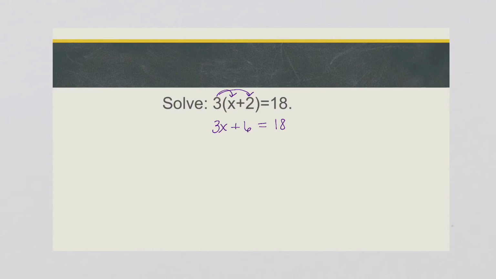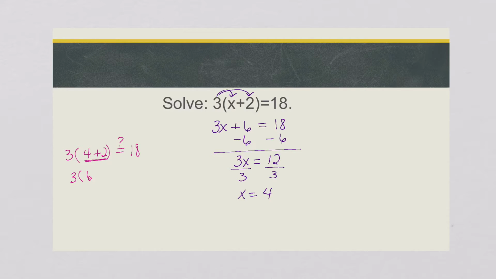And now, next thing I do, I subtract 6. So I've got 3x is equal to 12. Divide by 3. X is equal to 4. Check your work. 3 parentheses 4 plus 2. Is that equal to 18? According to order of operations, I need to add those together first. So 3 times 6. 3 times 6 is 18. That is correct.